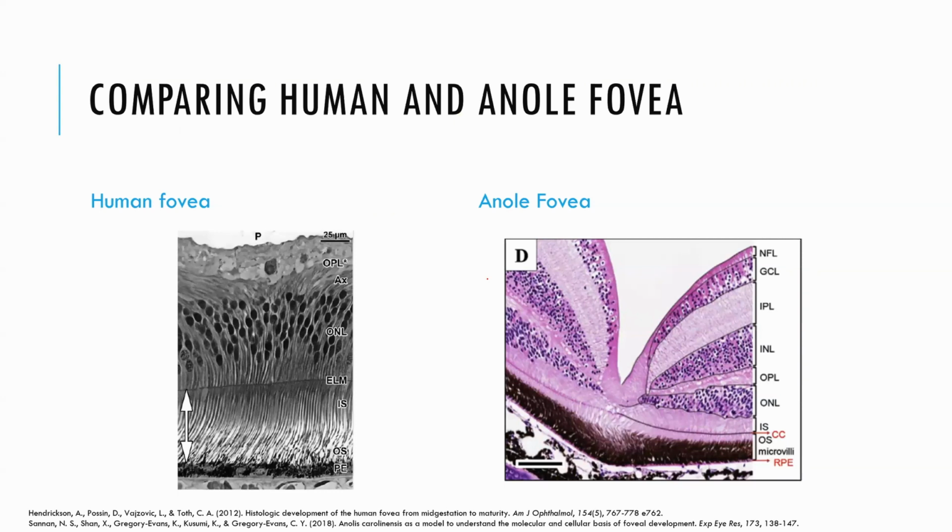There is one prominent difference between human and anole fovea layers: the anole does not really have an outer nuclear layer. As you can see in the central fovea region, there's no photoreceptor cell body here. Why this happens, the reason is still under discussion, but one of the guesses is that anoles have a higher density of cones compared to humans.